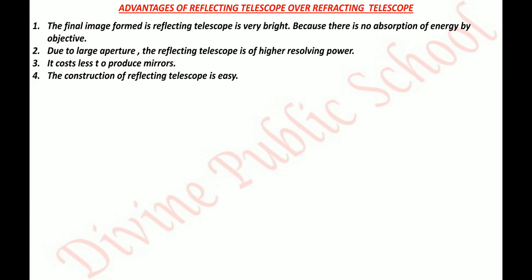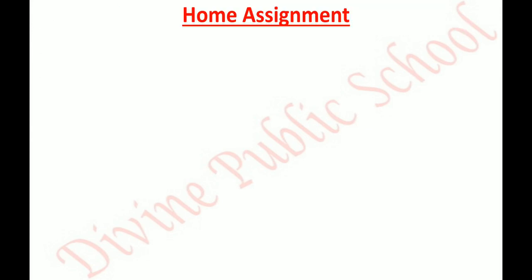So this is what your chapter is. Theoretically we have concluded the chapter. Numerically it is left. In the next 2 or 3 lectures, we are going to discuss some important numericals of the NCERT. Now, home assignment for you. The first question is, why does an astronomical telescope have an objective of larger aperture? I have told you in the beginning. If you have listened to me very carefully, you will be able to answer.